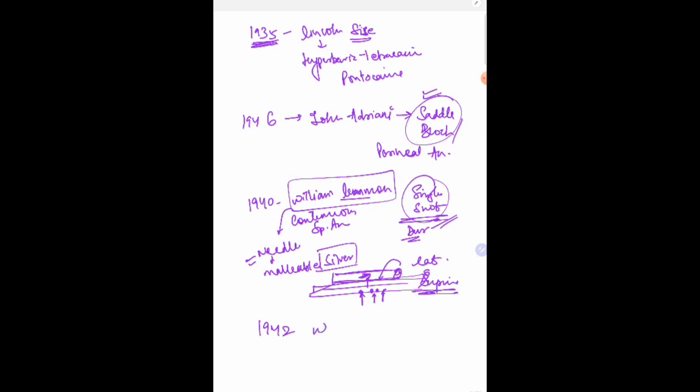In 1942, later on, Waldo Edwards and Robert Hingson used the Lemmon's needle for continuous caudal anesthesia. Analgesia was not yet understood. They used it for caudal anesthesia in obstetric patients undergoing surgery.